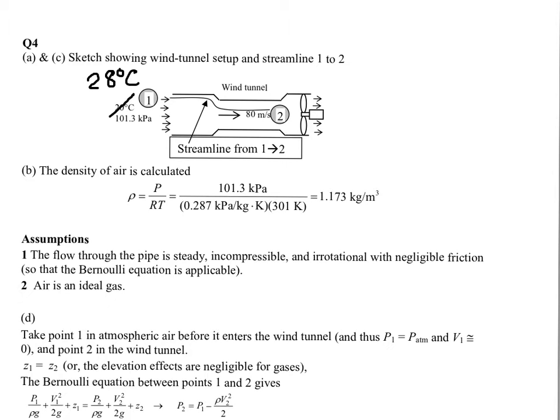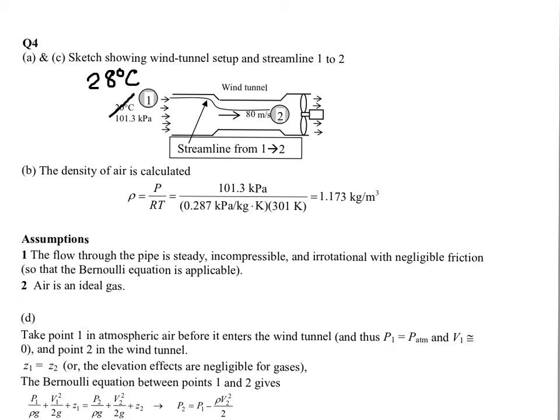Let's look at the solution for question 4. You are told that a wind tunnel draws air at atmospheric pressure, 28 degrees centigrade, 101.3 kilopascals. If you look at the annotation in the solution that I gave you, there is a slight error. The solution is correct, but that annotation, just change it to 28 degrees rather than what you see there, 20 degrees.